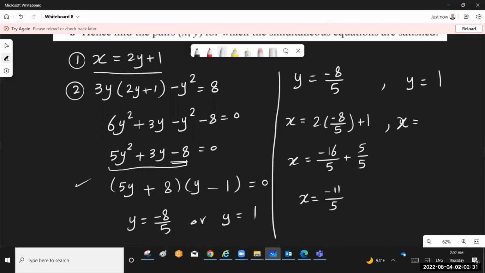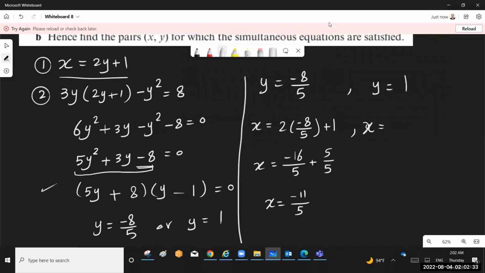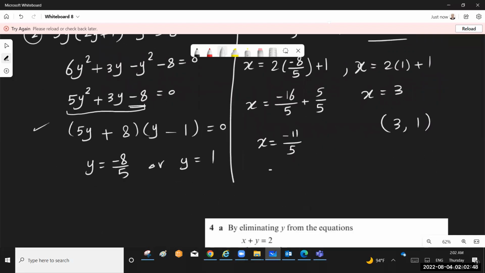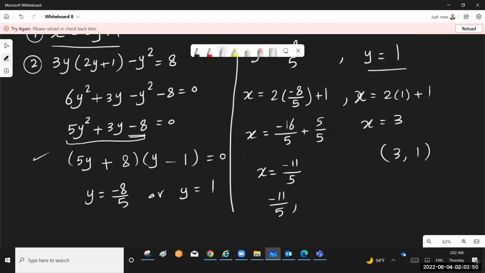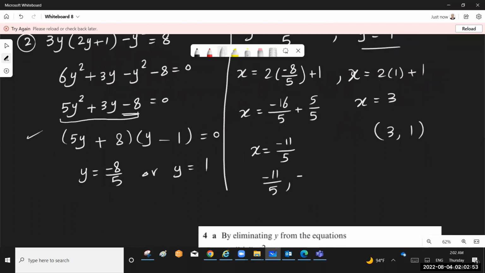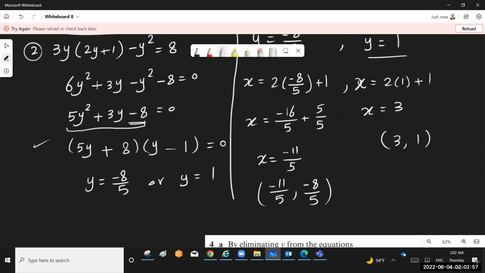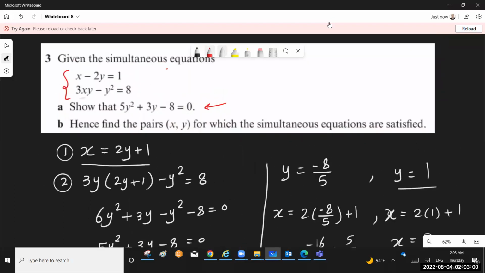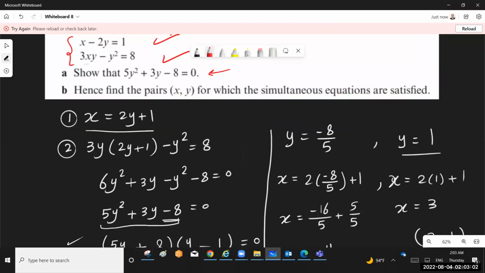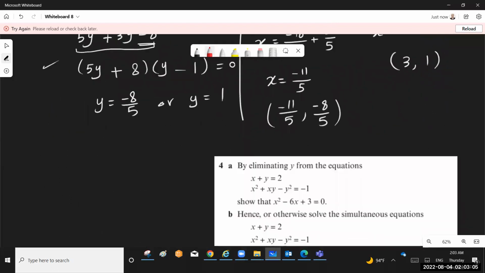The other one, where y is 1. If you put 1 here, it's easy to know that 2 times 1 plus 1 is equal to 3. So the x here is 3, so the ordered pair is 3 and 1. The first point is negative 11 over 5 and the corresponding value is negative 8 over 5. These are the two points of intersection of the curves represented by these two equations. Okay, I hope everything is clear.